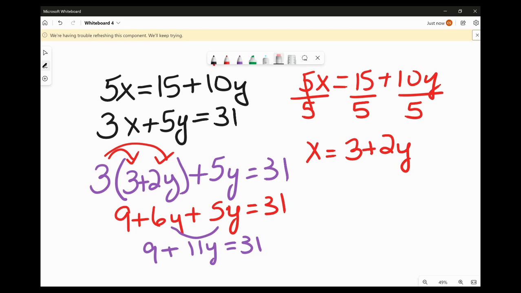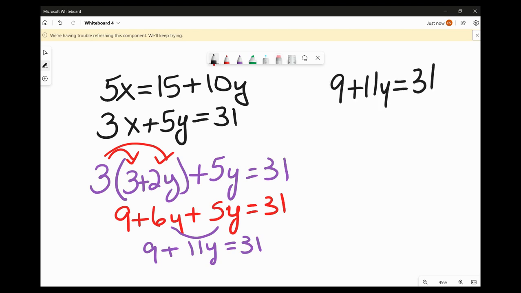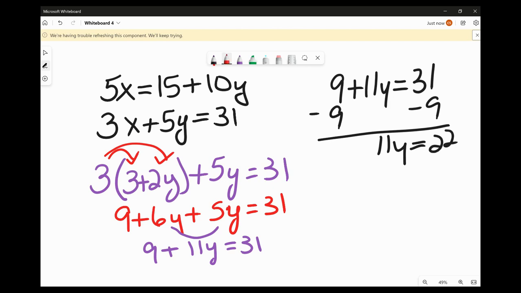From there, I'm going to erase over here just so I can use the board more efficiently. So I have 9 plus 11y equals 31. From there, I'm going to subtract 9 on both sides, and I get 11y equals 22. And then we can solve by dividing both sides by 11, and we get y equals 2. So in my coordinate pair, I know that y equals 2.